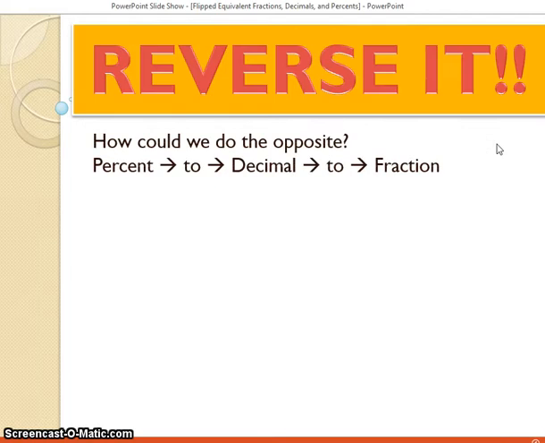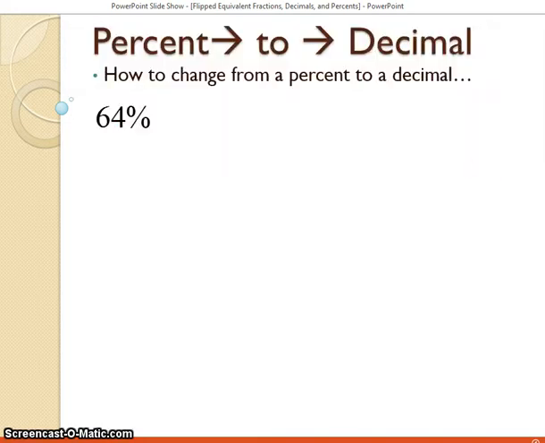Now, let's reverse it. How could we do the opposite? How could we start with the percent, go to the fraction, and then to the decimal? Let's start with 64%. Remember, the percent literally means out of 100. So this means 64 out of 100.